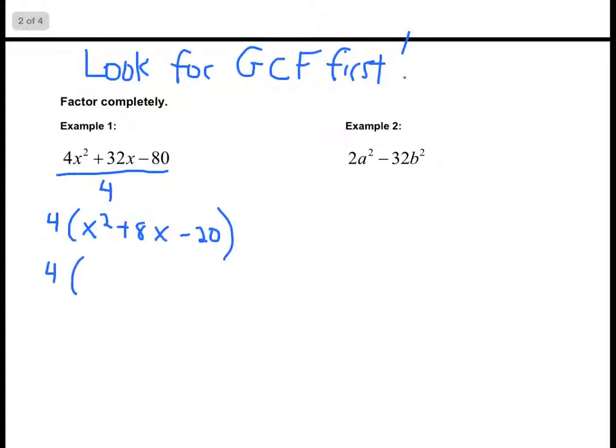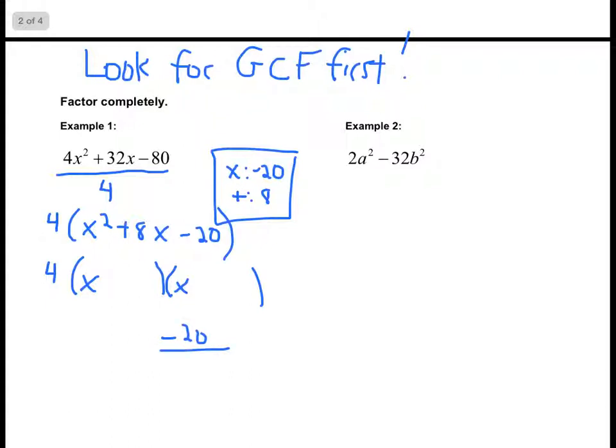And what I'm going to do, since a is 1, I want 2 numbers that multiply to negative 20, and they must add to 8. So let's see, I'll put my x here and my x there, and I'm looking for factors of negative 20 that add to 8. I can do 1 and 20, 2 and 10. Oh, I like 2 and 10, because if I subtract that, I know I'll get 8. So 2 and 10, I know one of them is positive and one is negative.